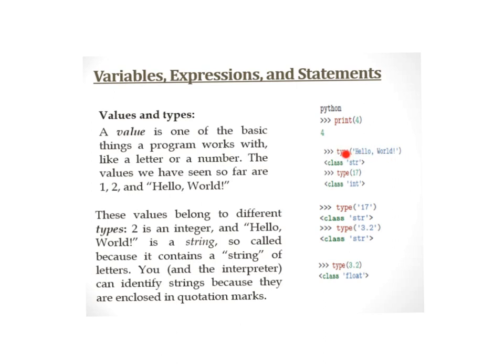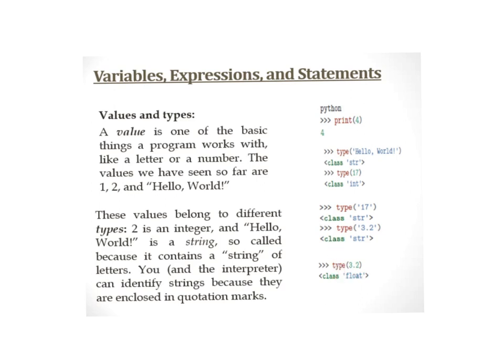So you can see what the type of this particular variable is. The type of the variable is string. What is the type of 17? It is an integer value. What is the type of 3.2? It's a floating point value. There is a small mistake over here that has to be rectified. So what is the type? The type is integer. 2 is an integer.